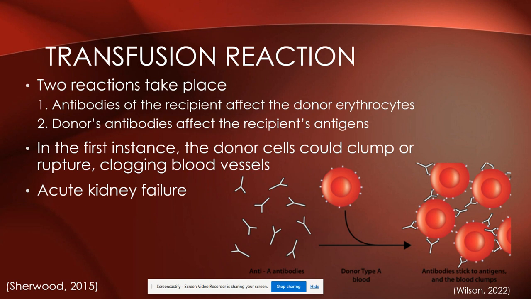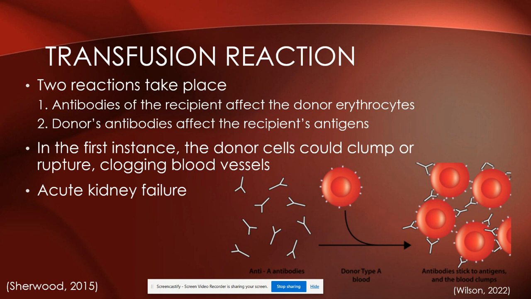The reason the effect of the recipient's antibodies on the donor's red blood cells, reaction number one, is greater is because the donor's blood cells could clump or rupture. This is going to be caused by antibodies in the recipient's blood when they attack the donor's red blood cells, because antigens trigger that immune system to attack. So this can lead to a transfusion reaction, which can be fatal.